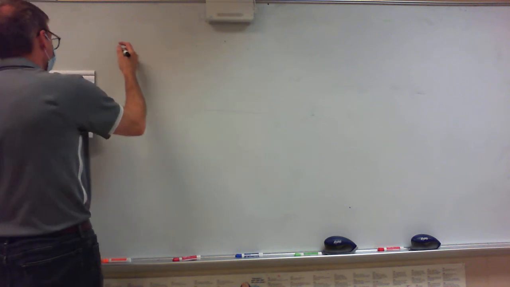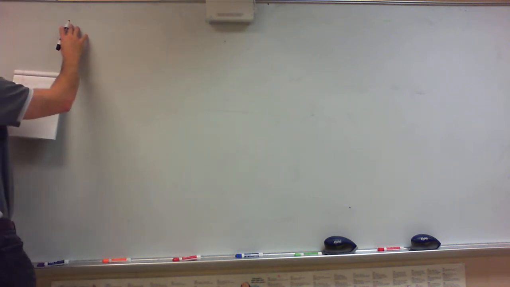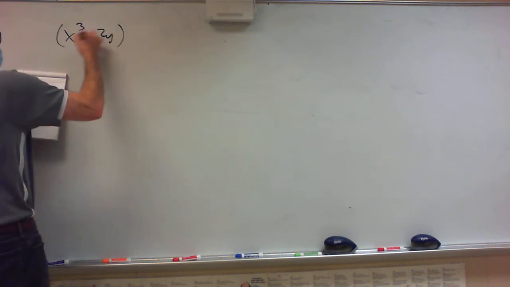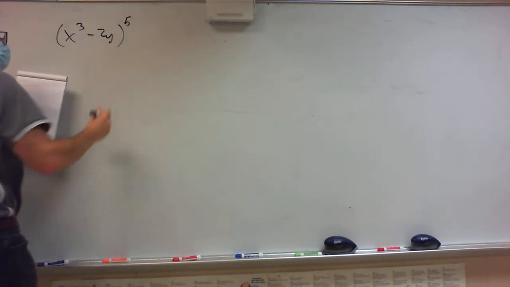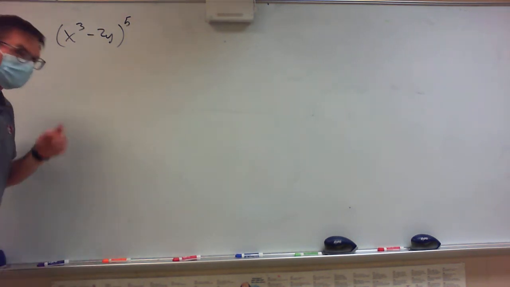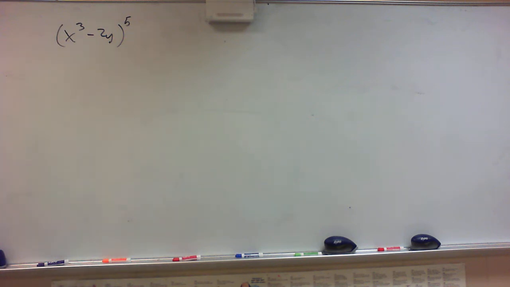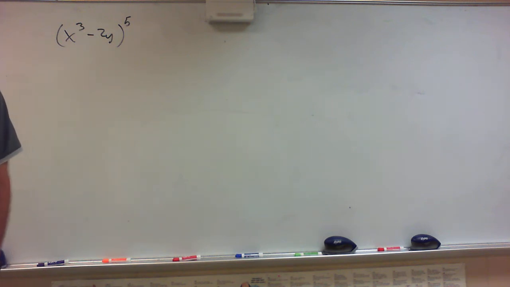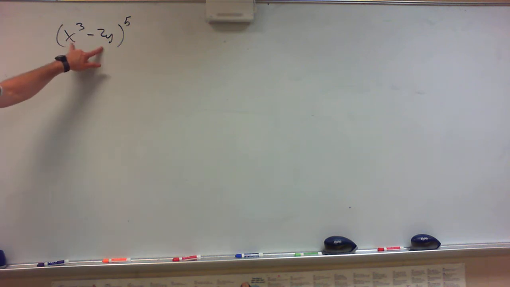So now, let's look at, I'm going to start way over here. I want to do x cubed minus 2y, and all of this is raised to the 5th. So everybody got that? All right. So we have two terms, right?